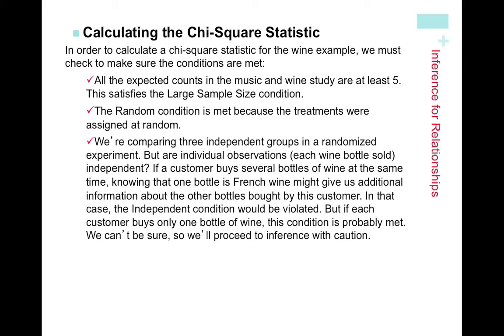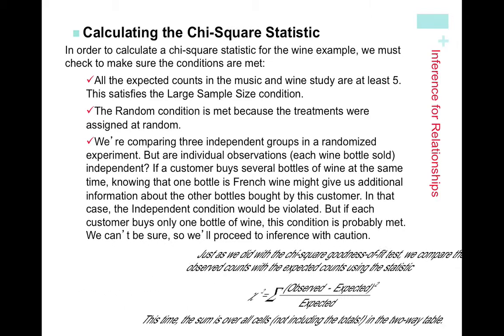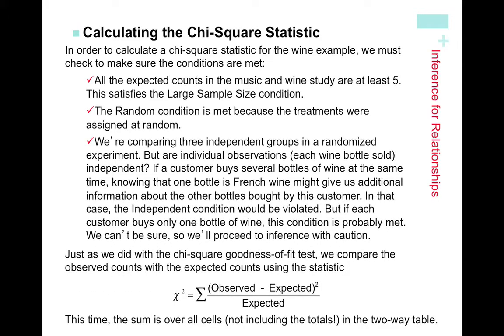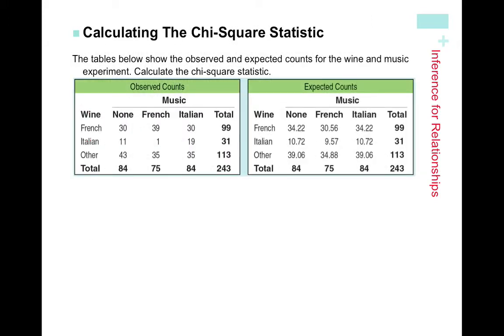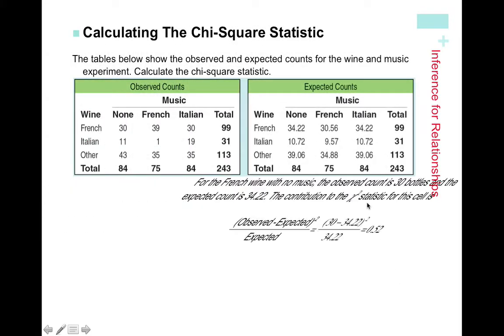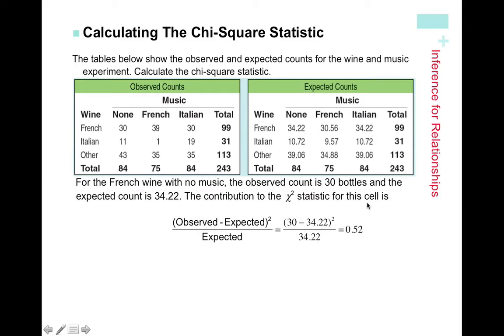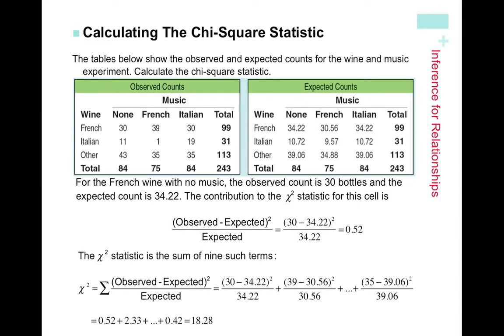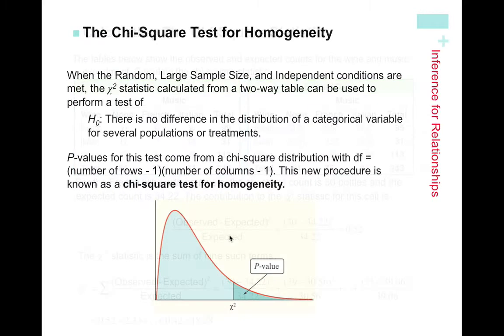We still check our conditions the same way. The test statistic is still calculated the same way. Don't include the total column or the total row. Here are the expected counts for this one. They do it for each of those 9 cells.